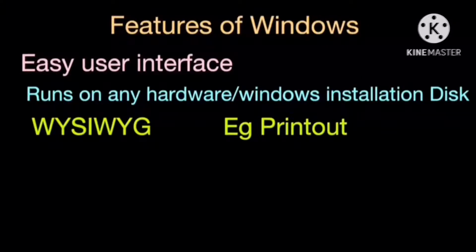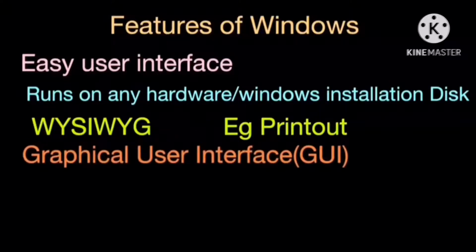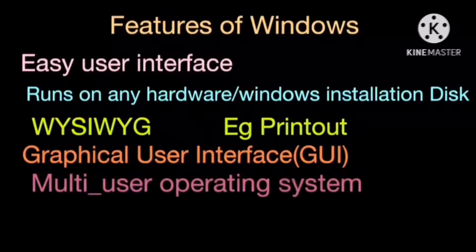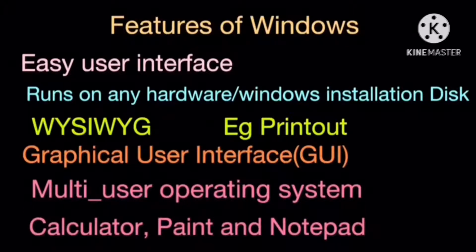Third one, what you see is what you get. Whatever is seen on the monitor, you will get it as a printout. If you take a printout, it will be the same. There will be no difference. Next is graphical user interface, wherein we can communicate with the computer using Windows because it's easy to communicate using graphics. For example, icons are picture representations, so we can understand them easily and communicate with the computer. Next, Windows is a multi-user operating system because it has many inbuilt programs like calculator, paint and notepad.